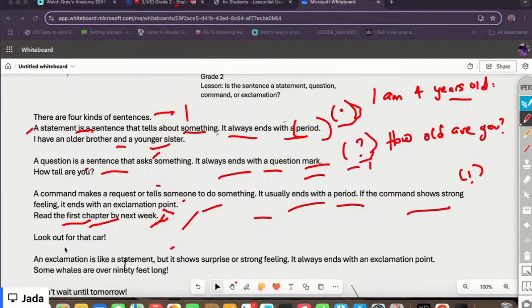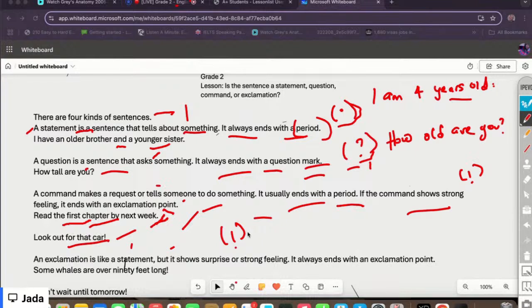Then, look out for that car. Now if someone is telling you, hey, look out for that car, that person could be shouting, because if you're not seeing the car coming, anything could happen. So you're expressing a very strong feeling, so that person could be shouting, raising their voice and saying, hey, look out for that car. So it ends with the exclamation. So this is when it ends with an exclamation.